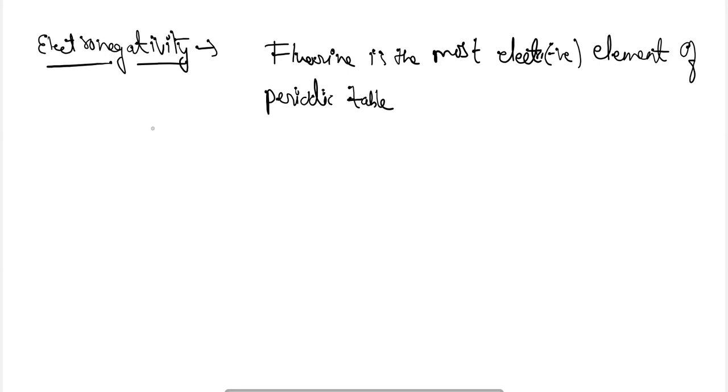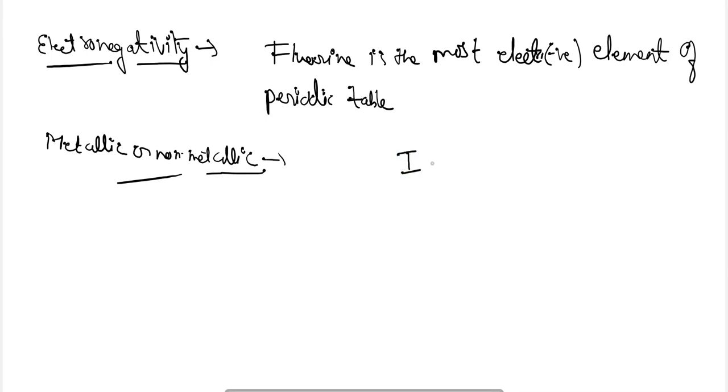If we compare the metallic and non-metallic character of the halogens, we will see that due to very high values of ionization enthalpy, all the halogens, even iodine, have highly non-metallic character.